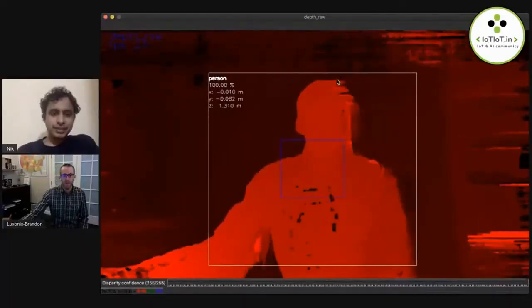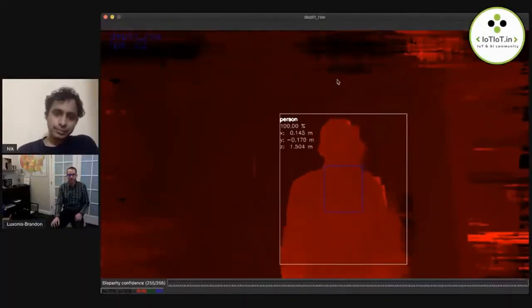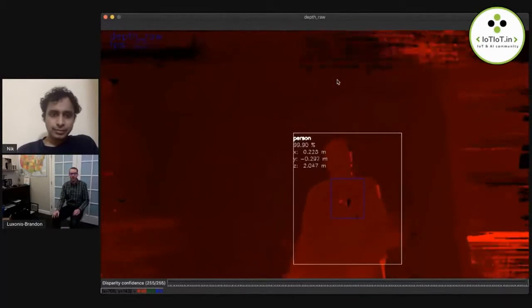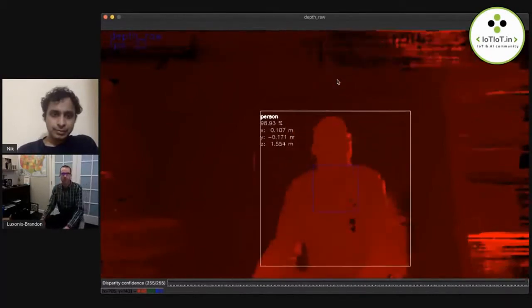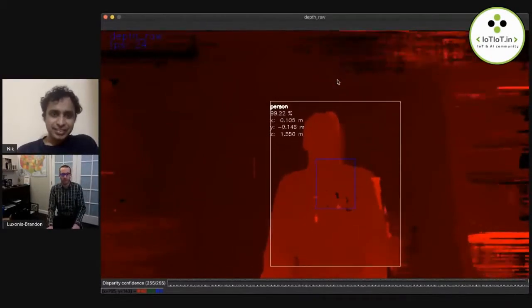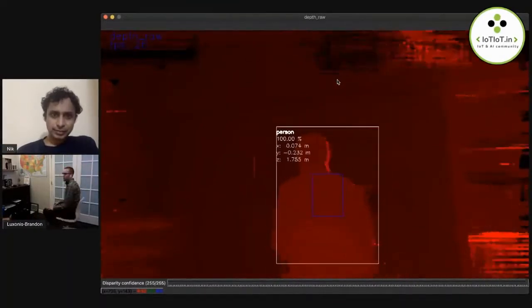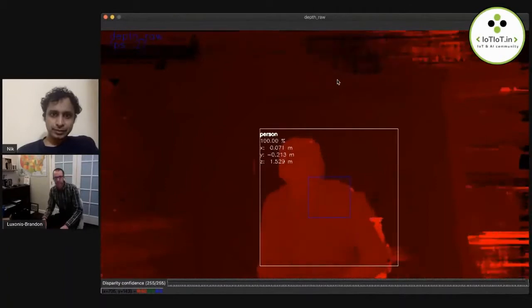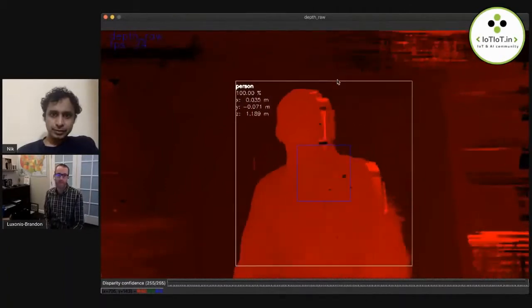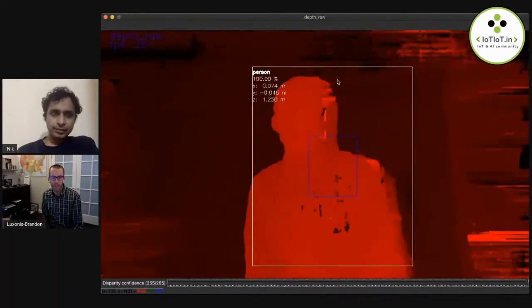Sharing. But this shows the idea. So it knows I'm a person. I don't know how clear the video comes for people, so I'll describe it. It knows I'm a person, moving around, knows where I am, and knows my physical location. So it's giving X, Y, and Z in meters there.